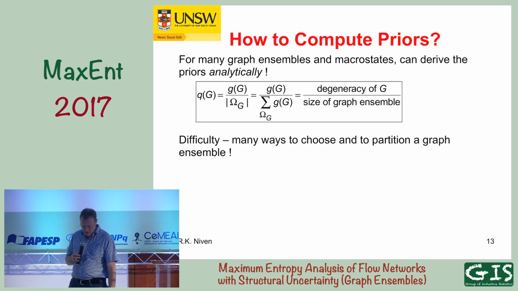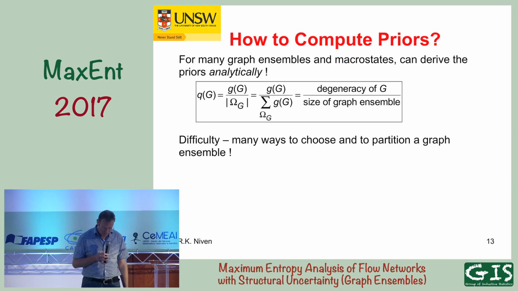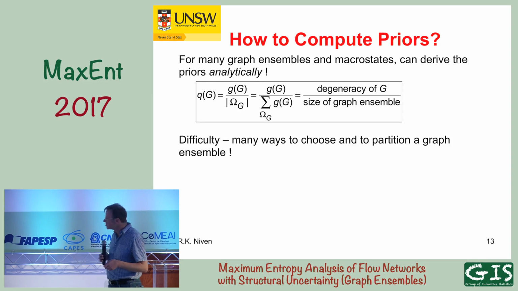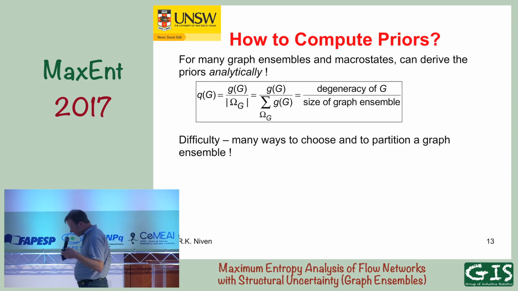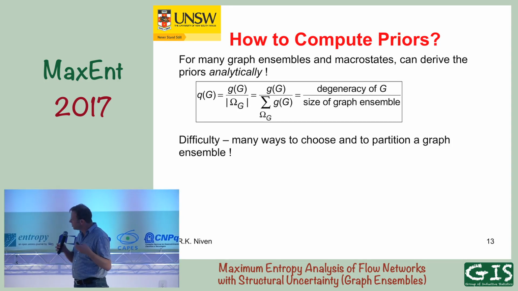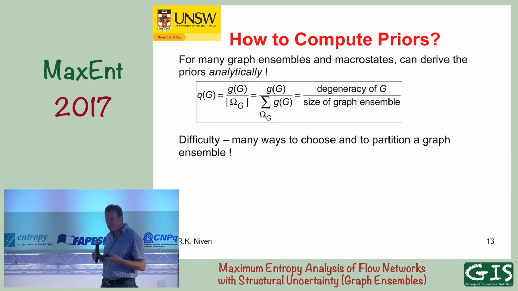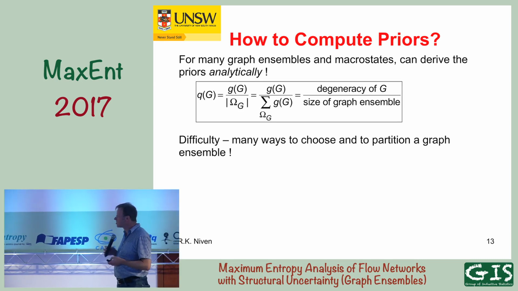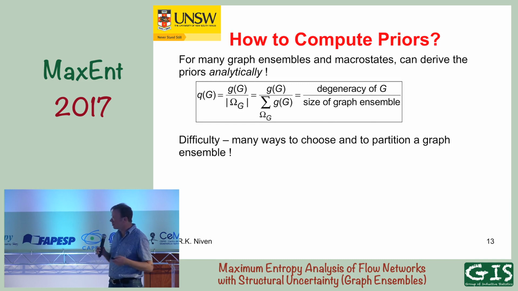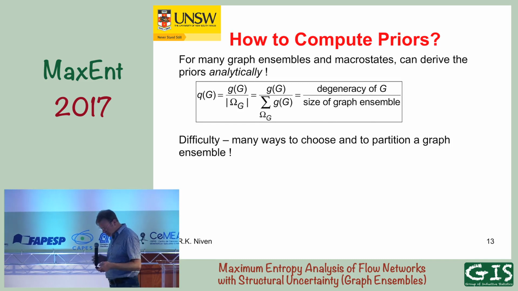And so graph priors, well, how do you derive a graph prior? And this is nice frequentist probabilities. So you just consider your ensemble, you choose a particular graph ensemble, you choose a particular way of partitioning that ensemble into your macrostates, and then you do your counts. And so you just have a degeneracy, which is a count of that macrostate, and then a count of the number of graphs in the whole ensemble. So it's nice, it all works.